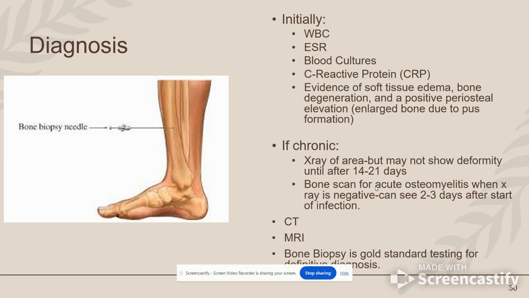If it's chronic, they can do an x-ray of the area, but it may not show any deformity until after 14 to 21 days. So a bone scan can be done for acute osteomyelitis when an x-ray is negative. It can be seen 2 to 3 days after the start of infection. They can also have a CT and MRI, but the gold standard for definitive diagnosis is a bone biopsy. They go in with a needle and aspirate and take a biopsy of the bone to look at the cells and see if there's an infection.